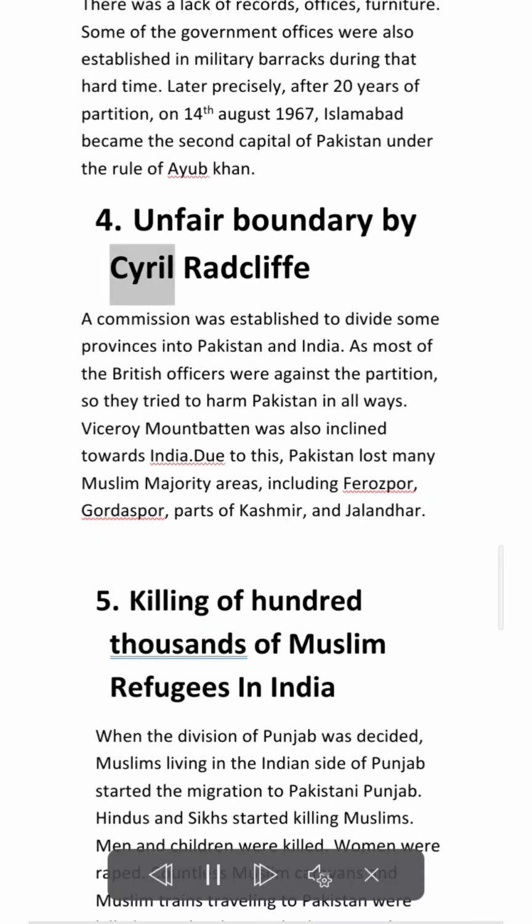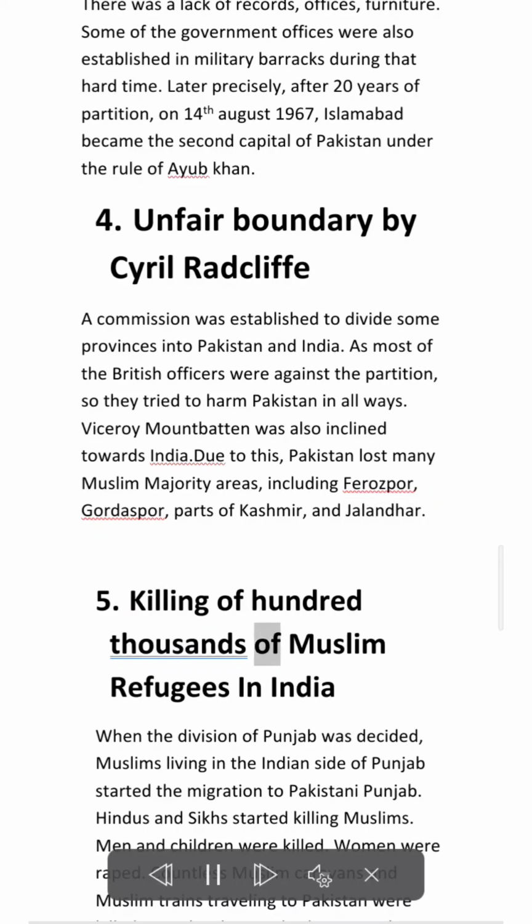Unfair boundary by Cyril Radcliffe. A commission was established to divide some provinces into Pakistan and India. As most of the British officers were against the partition, they tried to harm Pakistan in all ways. Viceroy Mountbatten was also inclined towards India. Due to this, Pakistan lost many Muslim-majority areas, including Firozpur, Gurdaspur, parts of Kashmir, and Jalandhar.